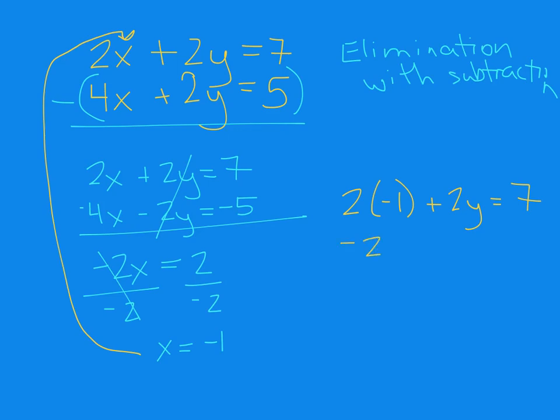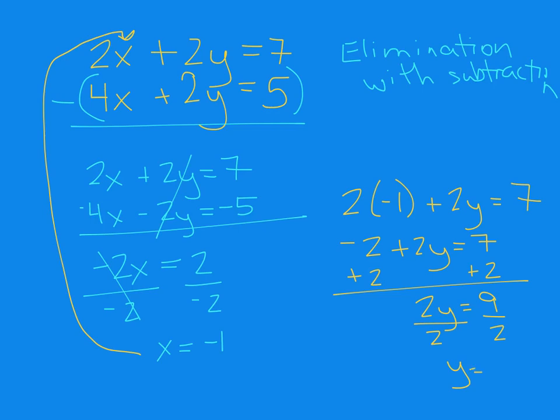So that gives me negative 2 plus 2y equals 7. I'm going to add 2 to both sides. So I get 2y equals 9. Divide by 2, and I get y equals 9 over 2. So my answers are negative 1 and 9 over 2. There you go.